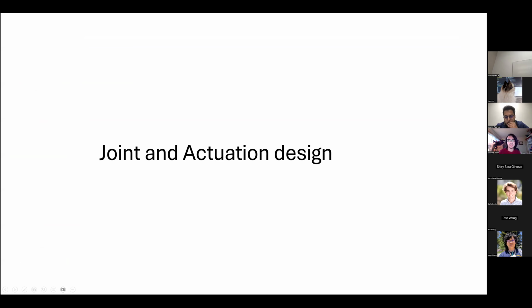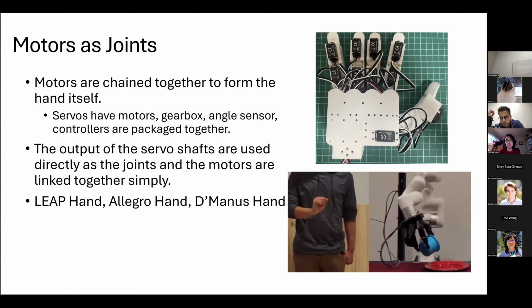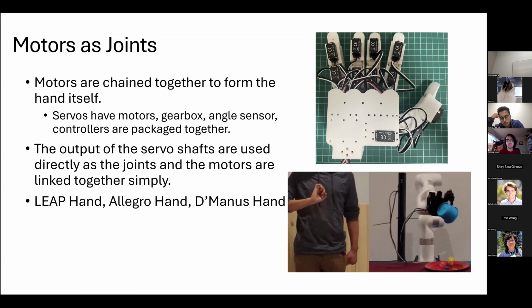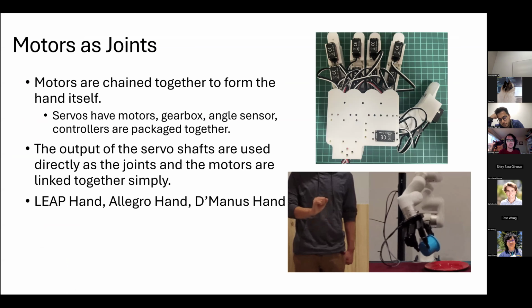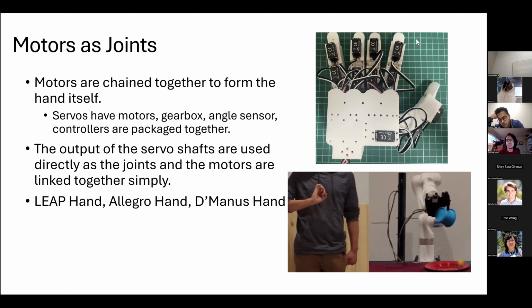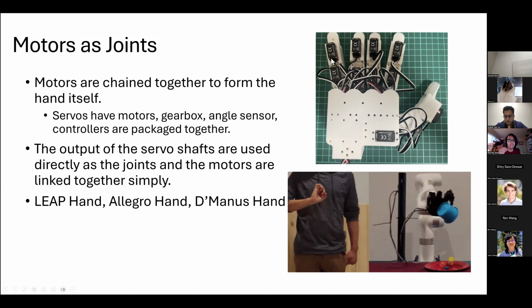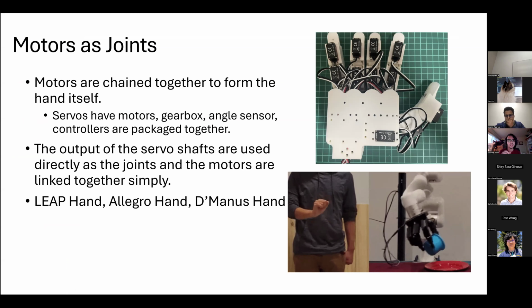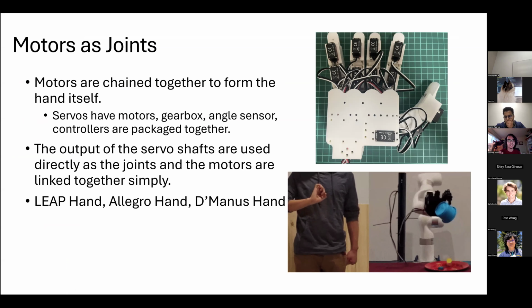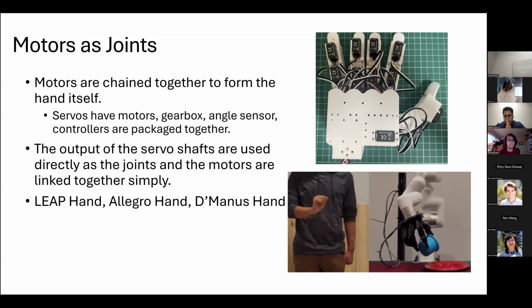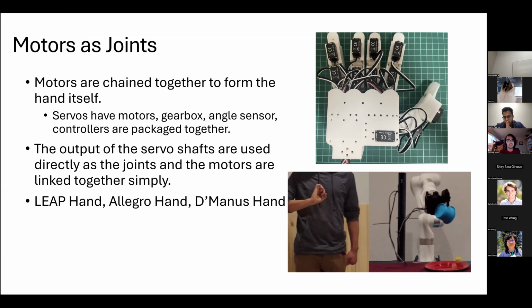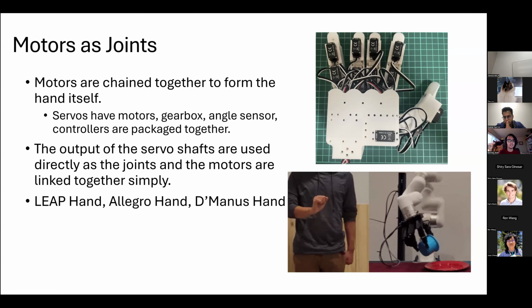So how do we actually create these robot hands to match these parameters and try to replicate the human hand in its functionality? One of the most common designs you'll see out there uses the motors directly as joints in the robot hand. What that means, as you can see on the top right, is that these motors are basically chained together to form the joints of the hand themselves. The servos usually have motors, a gearbox, and an angle sensor, and are just packaged together as each piece of the finger. And the output of the servo shaft directly drives the joints.